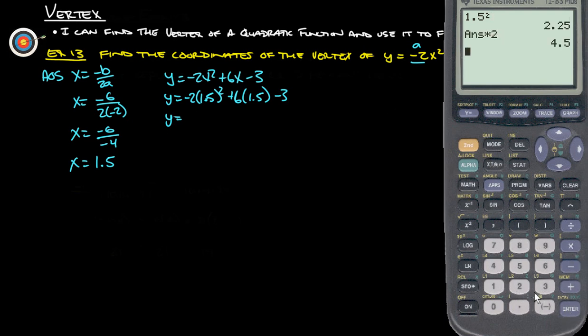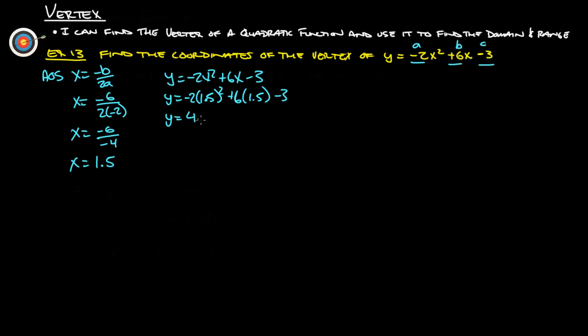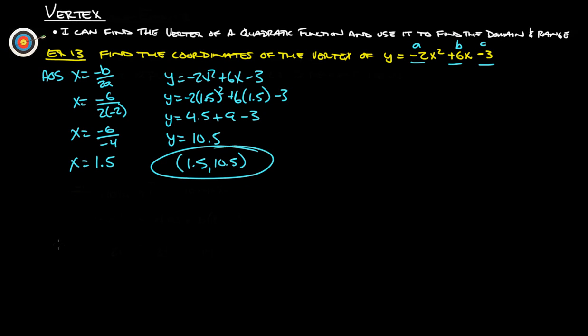Times that by 2, and we get 4.5 plus 6 times 1.5 is 9 minus 3. So our y coordinate is going to be 4.5 plus 9 is what? 13.5 minus 3 is 10.5. So we end up finding the coordinates of the vertex to be 1.5 and 10.5. Okie dokie.